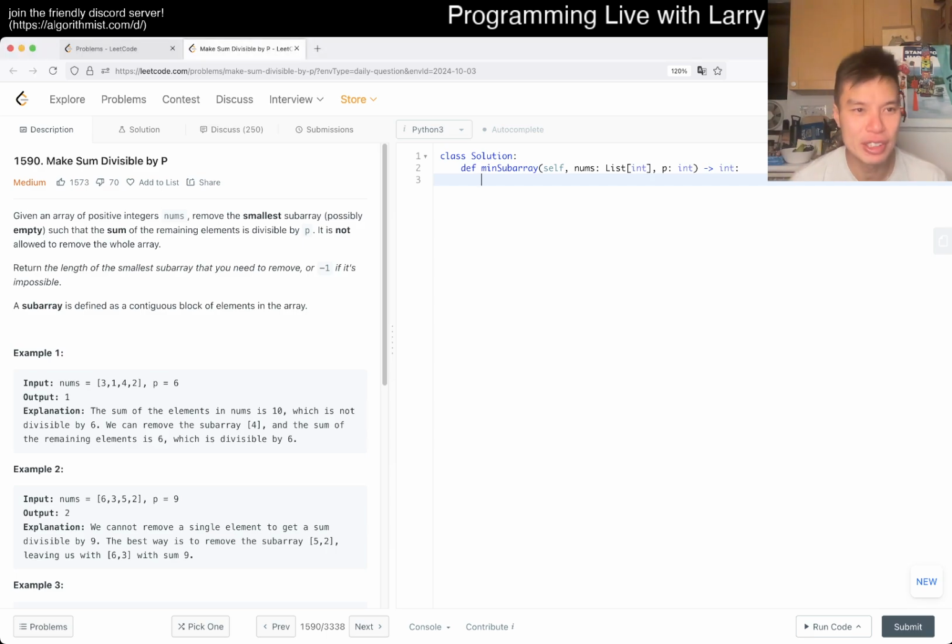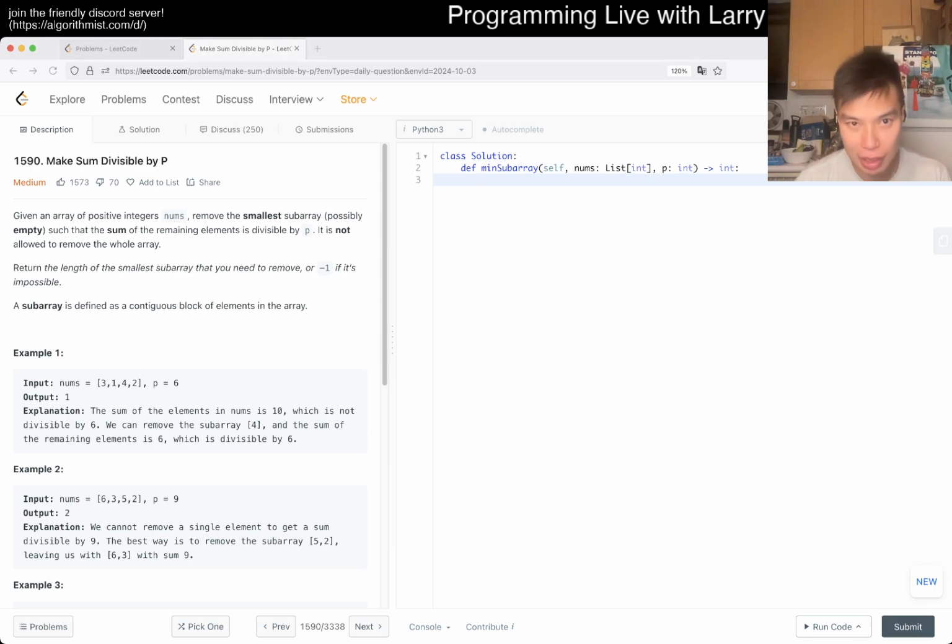Alright, let's go. Let's take a look at today's problem. 1590. Make sum divisible by p. Given an array of positive integer numbers, return the smallest subarray, possibly empty, such that the sum of the remaining elements is divisible by p. It is not allowed to remove the entire array. I guess that's fair. Okay.